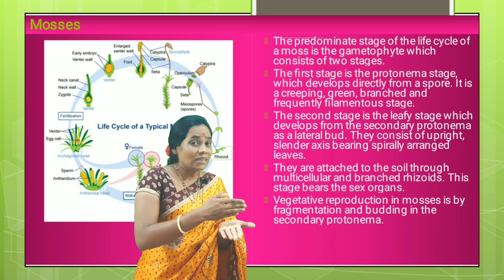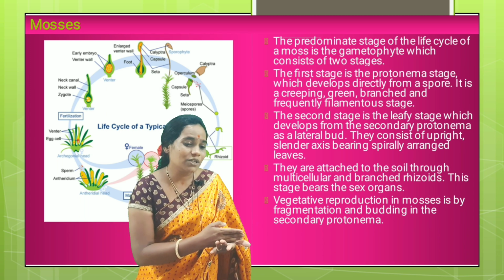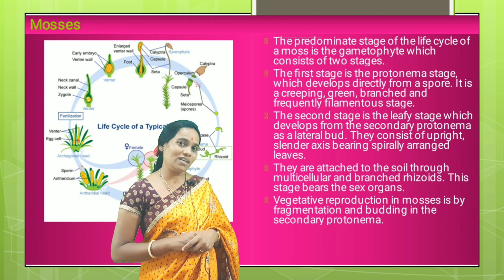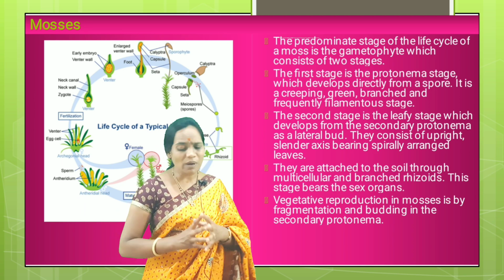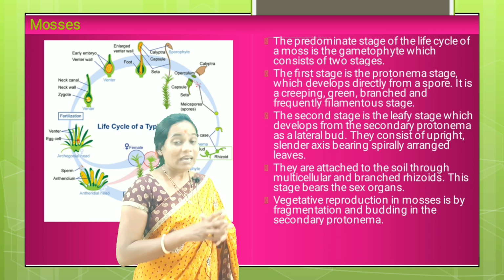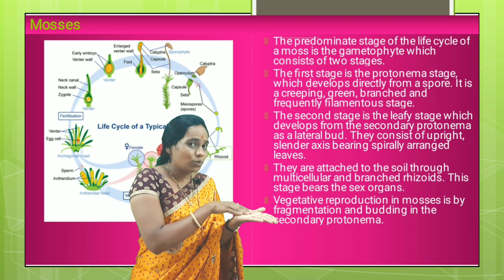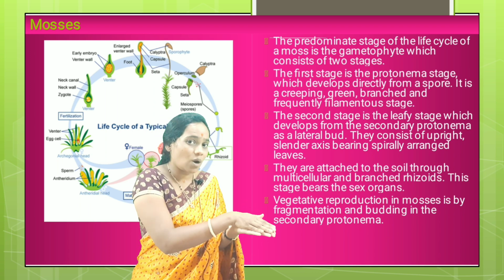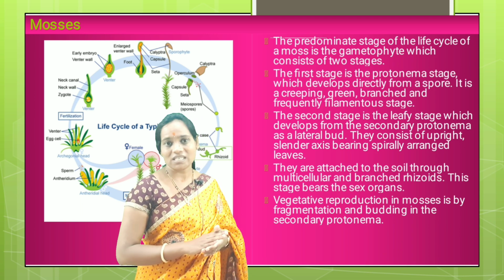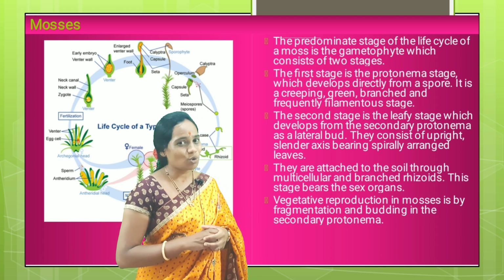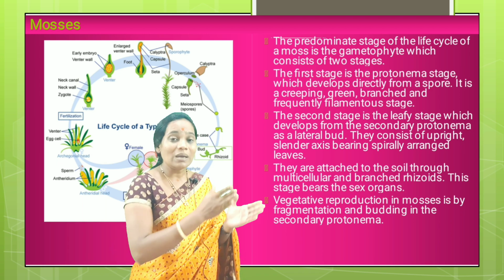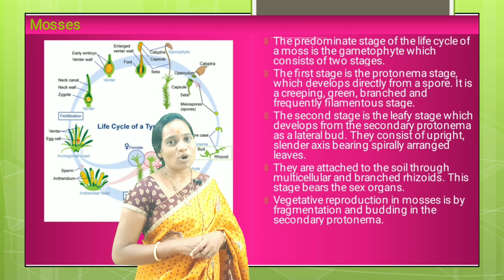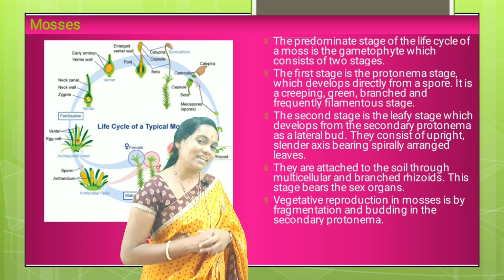In fragmentation, the plant body will split into fragments, and the fragments will develop into a new plant body. Then what about budding? In budding, remember I told you the protonema, meaning the first stage of the gametophyte, will be creeping along the ground, during which it may produce branches, which we call secondary protonema. Those buds which are produced may get detached and develop into a new plant body. This is how budding takes place.